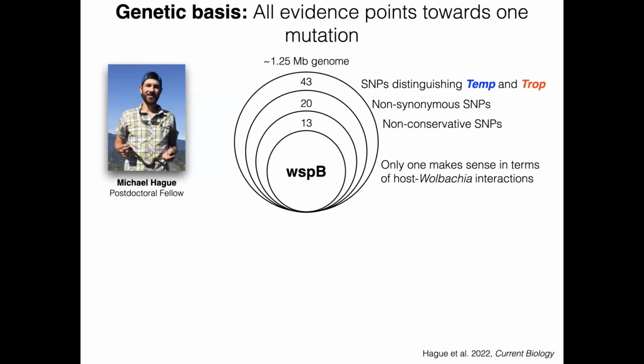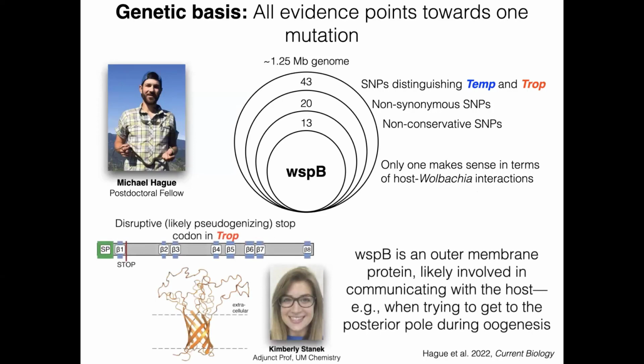This WSPB, what do we see in this when we look? We see a stop codon, right? And so not only are there very few differences among our temperate and tropical wMel, there's only one serious mutation. It happens to be in WSPB. It happens to be a stop codon. And this happens to be an outer membrane protein that we know should be involved in communicating with those cells.